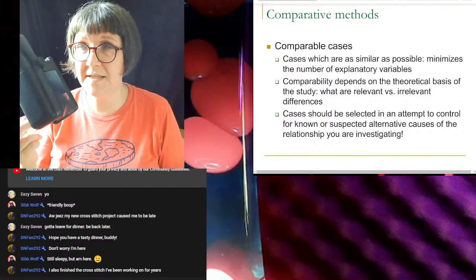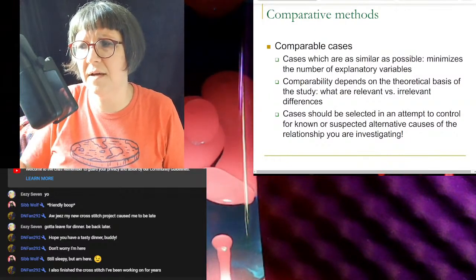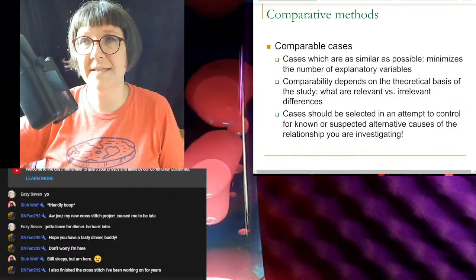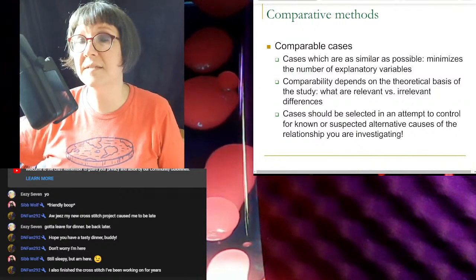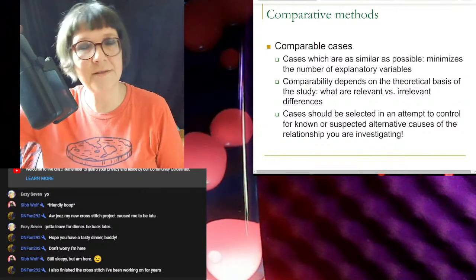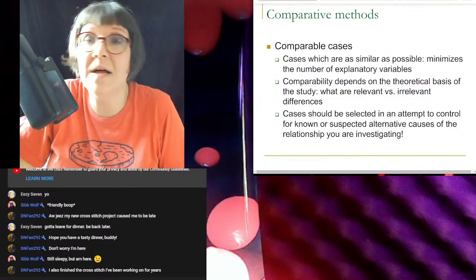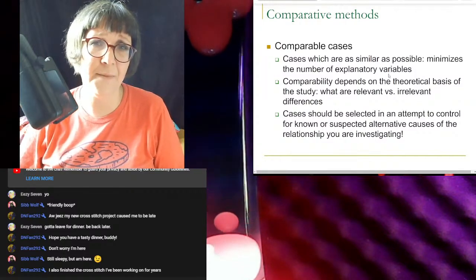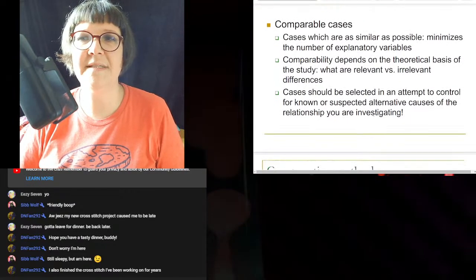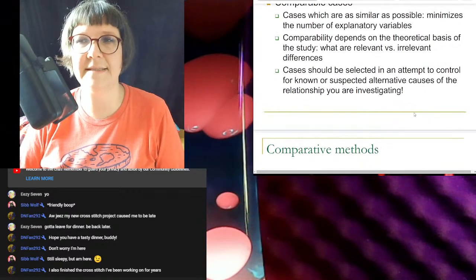If it's all about the legal structures and the legal history, then it kind of doesn't matter if you have a PR system or a first past the post system. Rather, you're looking at what legal precedents existed or were argued to expand or remain exclusionary of marriage equality, for instance. So I'm just saying that you don't have to do everything through government. If you want to look at law, then maybe the form of government isn't even relevant to how marriage equality gets advanced inside countries, and cases should be selected in an attempt to control for known or suspected alternative causes of the relationship you are investigating.